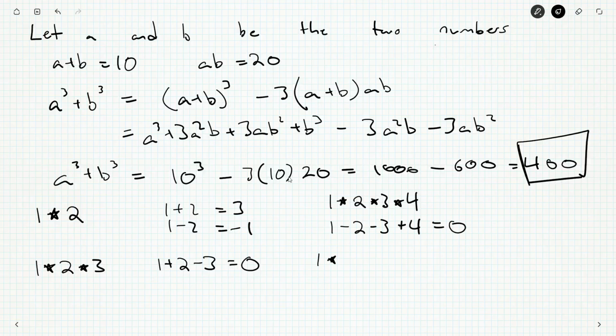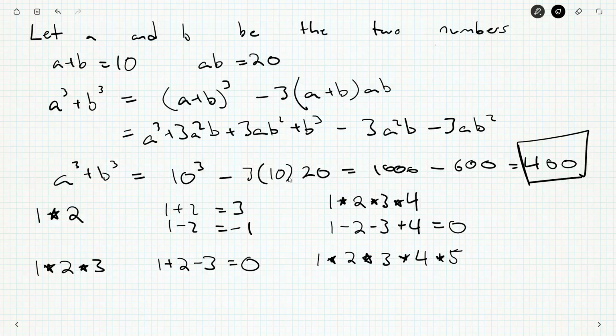How about 5? So 1 star 2 star 3 star 4 star 5. Now this is getting to the point where it's a little ridiculous. There's going to be 16 different possible sums. I might get lucky and find a way to make it 0. But if this is a case where it's not going to happen, like over here, it's going to be very exhausting for me to work it out. So there's got to be a faster way to do this.